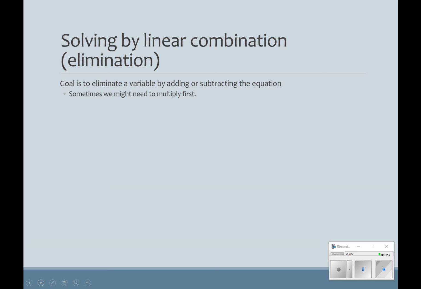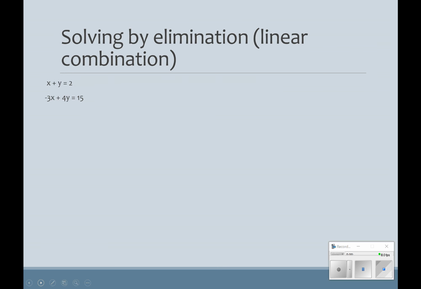So you're going to have to multiply one or both of your equations first, with the goal in mind, again, of eliminating a variable. So for example, I have this system here, and if I look at it, I should notice that I can't just add or subtract, because if I were to add these, I would get negative 2x plus 5y equals 17. And you can't solve that. You need to have the two equations so that you can solve. Okay, and we need to eliminate a variable because that's how we know how to do it. So what can we do? We can multiply all the way through one equation or both equations if we want, and then add or subtract.